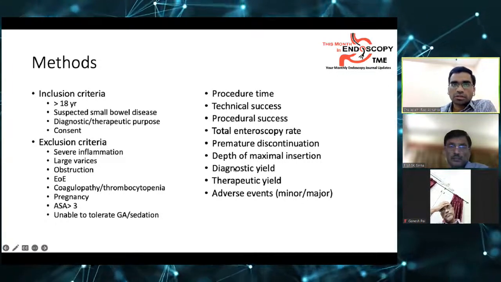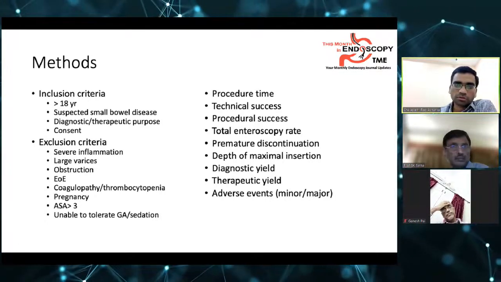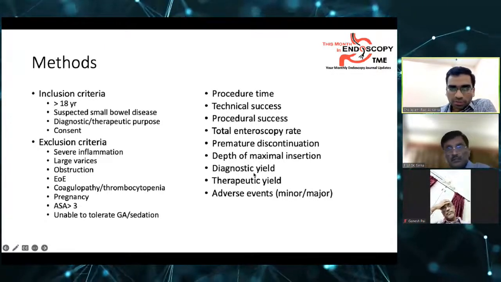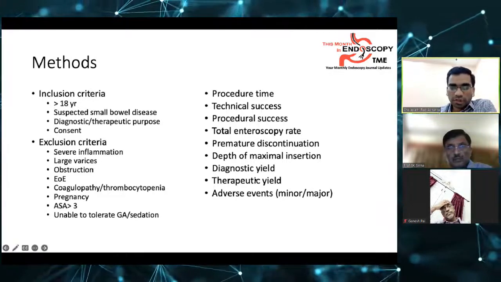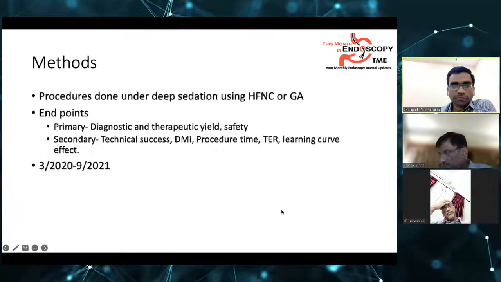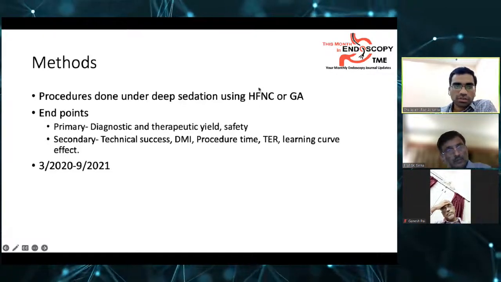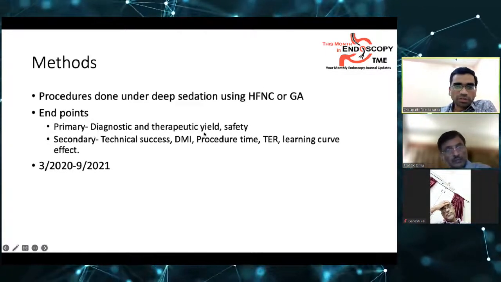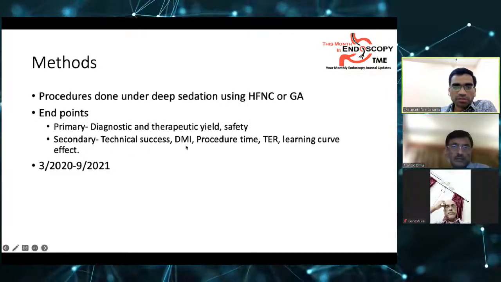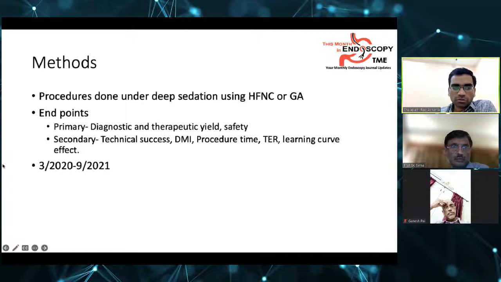Diagnostic yield is the yield of diagnosing a lesion which was already diagnosed on video capsule endoscopy or radiologic imaging. Therapeutic yield is the number of therapeutic procedures done for any diagnosed lesion. Adverse events, minor or major, were also recorded. The procedures were done under deep sedation using high flow nasal cannula or general anesthesia. The primary endpoints are diagnostic and therapeutic yield and safety of motorized spiral enteroscopy. Secondary endpoints are technical success, depth of maximal insertion, procedure time, total enteroscopy rate, and learning curve effect.